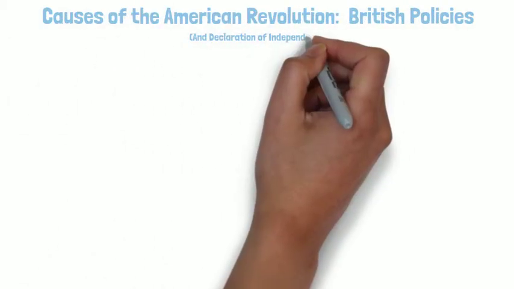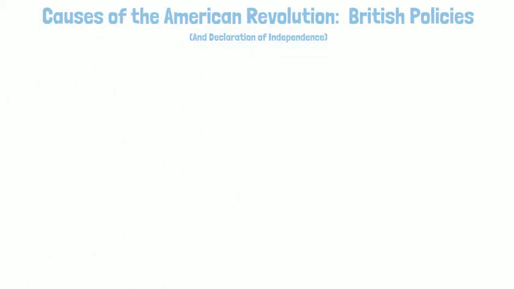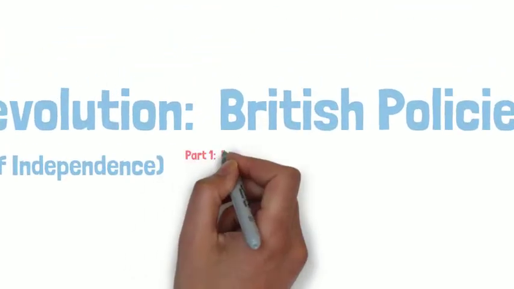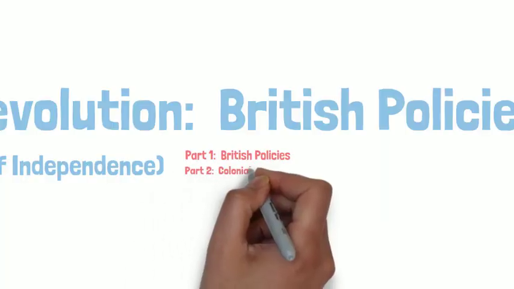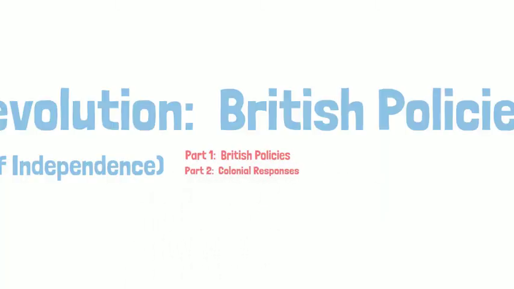Hi everyone. Today we're going to be talking about the causes of the American Revolution. This video will be divided into two parts. The first part will discuss the British policies that led to the American Revolution, and the second part will discuss the colonial responses to those policies.